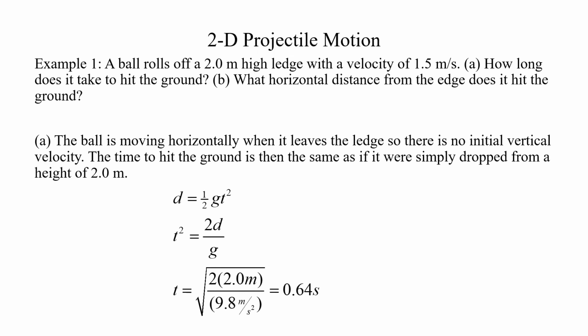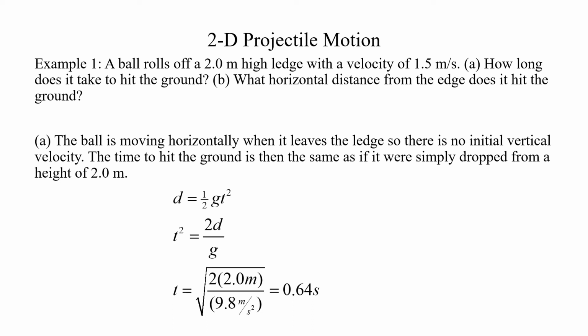All right, here's an example problem. A ball rolls off a 2-meter high ledge with a velocity of 1.5 meters per second. A. How long does it take to hit the ground? B. What horizontal distance from the edge does it hit the ground? All right, so part A, how long does it take to hit the ground?